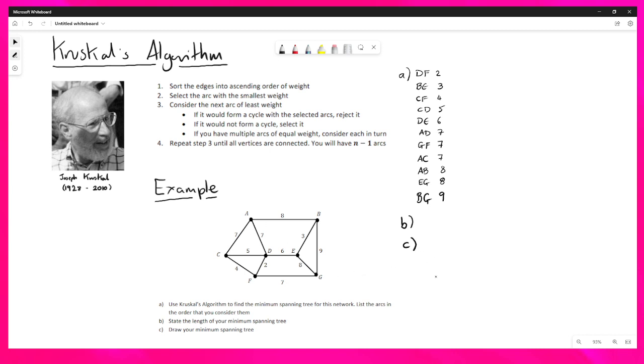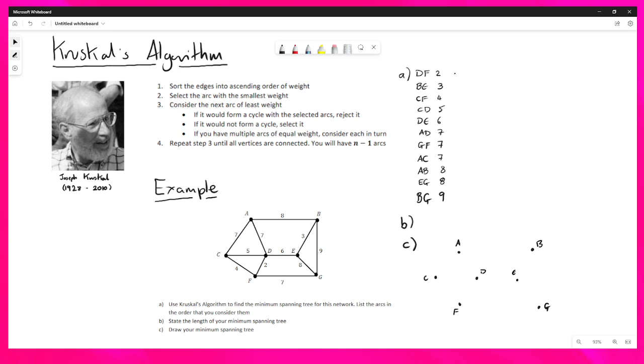So what I would advise doing is drawing out the shell of the network, so just drawing the vertices, and as we go through the algorithm, we're going to add arcs to this minimum spanning tree that we're going to draw here. And again, this is really useful to do as you're going, because it's much harder to do it after the fact. So we select the arc with the smallest weight.